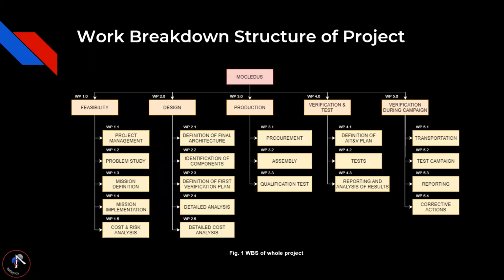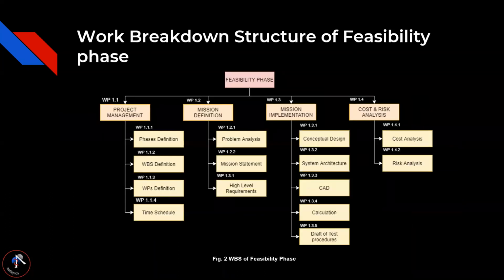So basically, here briefly is the work breakdown structure of the whole project, developed according to the ESA CSS model. So you can see the feasibility, the design, the production, the verification and test, and the final verification phase. And during the hackathon, we have developed only the first phase, the feasibility, and you can also see the work breakdown structure of this phase.